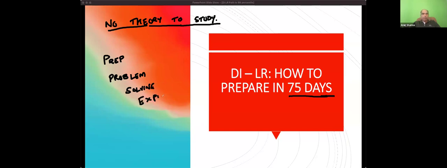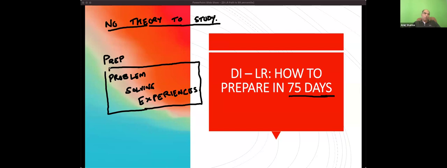So what happens in both data interpretation and logical reasoning is that you keep going through problem solving experiences. And when you want to improve your data interpretation or logical reasoning, you essentially pick up more problem solving experiences. And these can either be in assisted form or in self problem solving form.